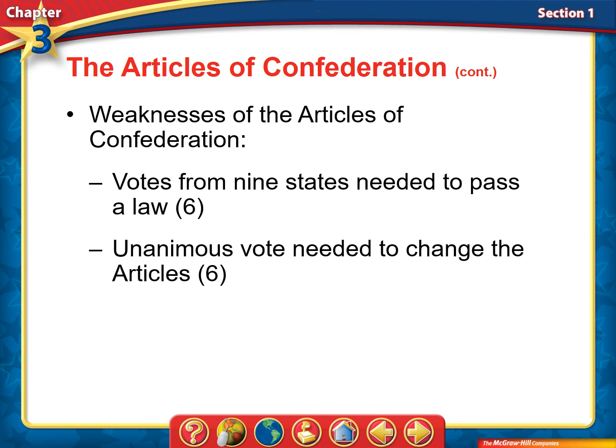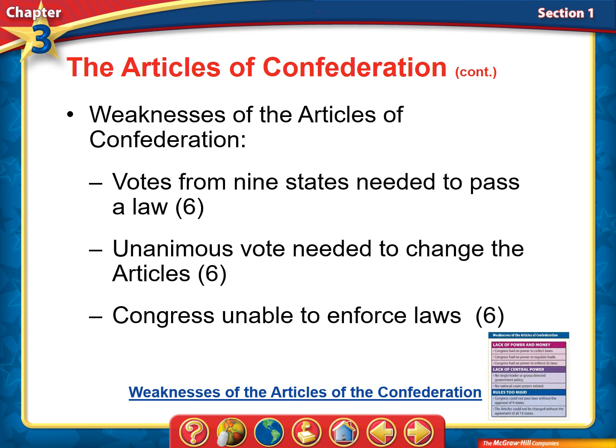So really all they are, it's kind of like a United Nations, if you will. They can come together, they can make agreements, they can pass laws, but it's up to each individual state to enforce those. And so since Congress was unable to enforce the law, we run into a lot of problems.